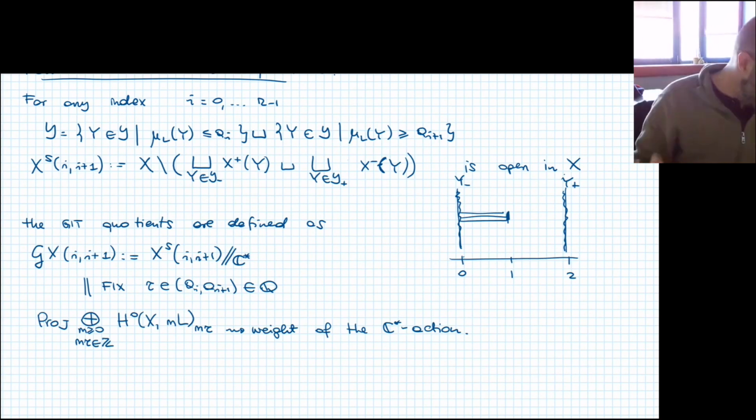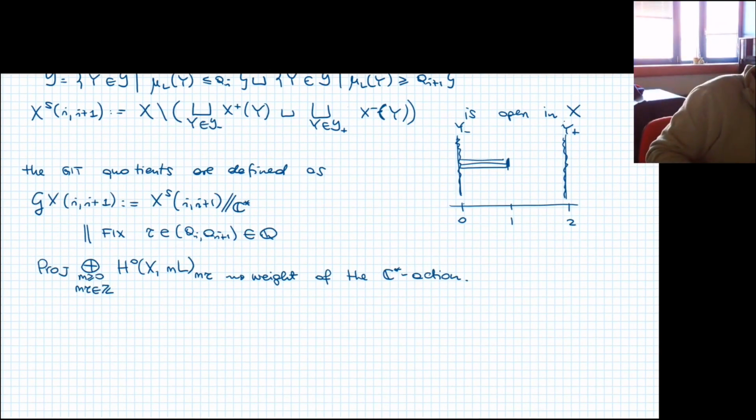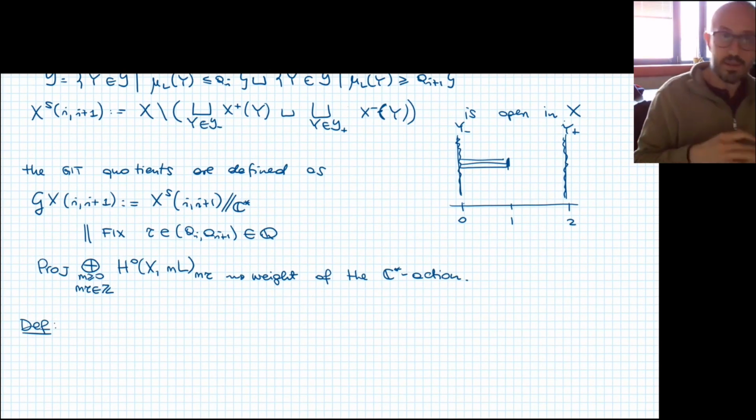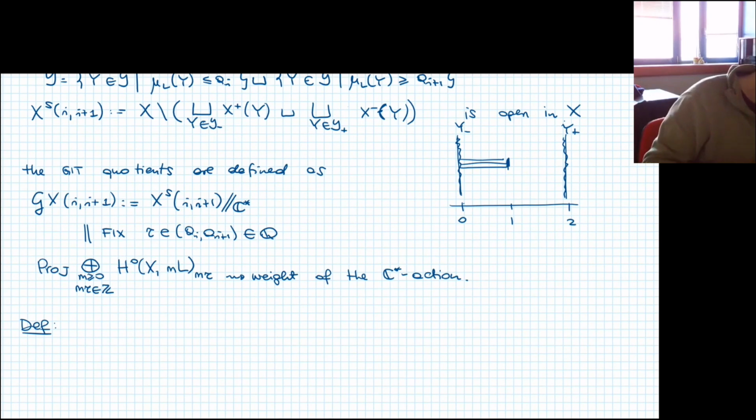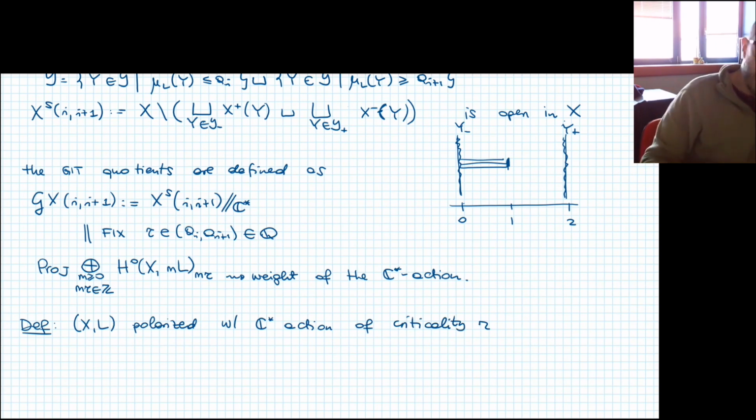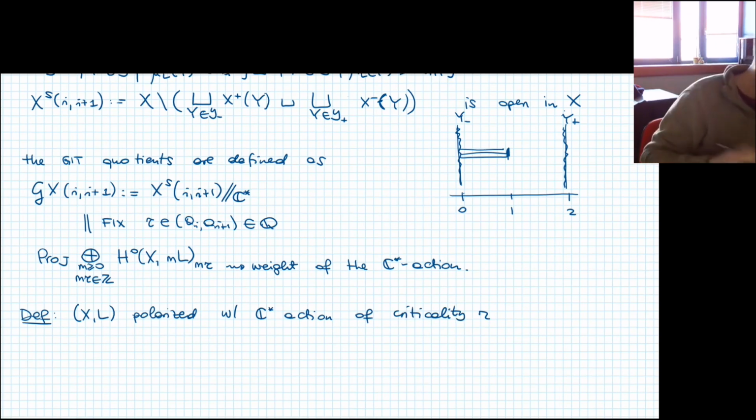Okay, let me just add two definitions and let me at least state the results and then maybe prove something. So we cannot use the old machinery. We have to restrict to have some good things. So first of all, we pick X, L polarized with a C star action of criticality R. Okay, we have two added things that we will need.